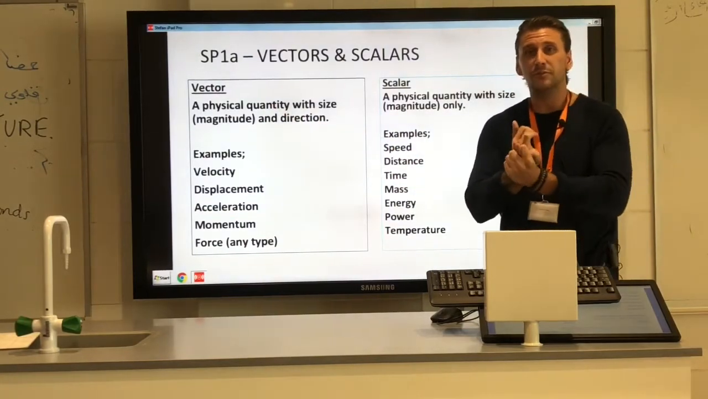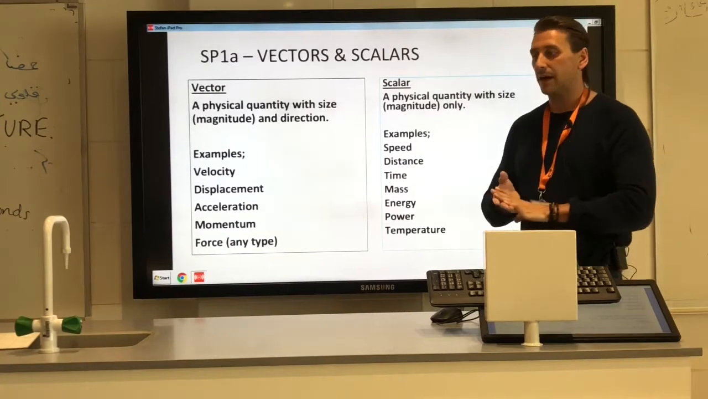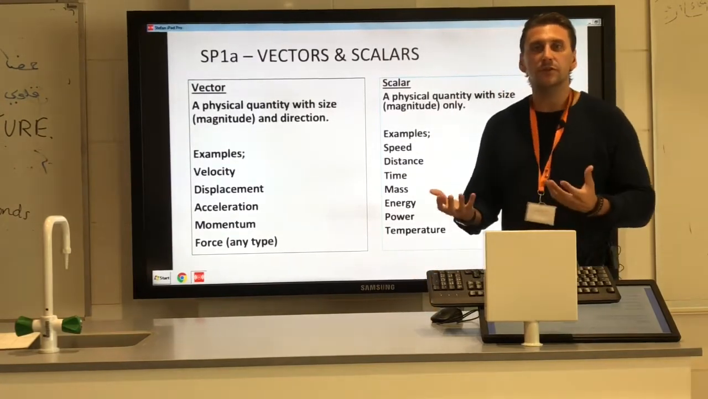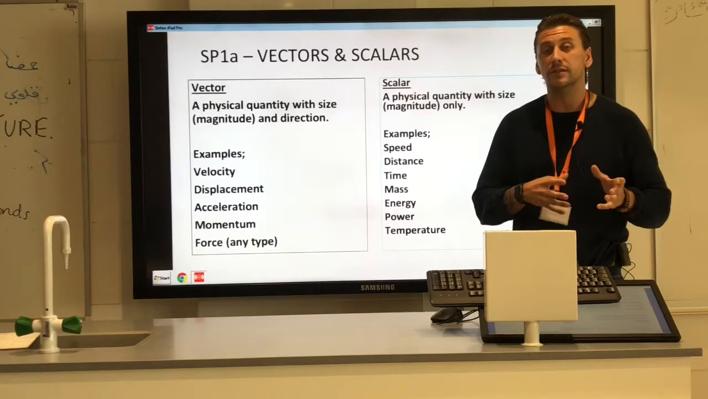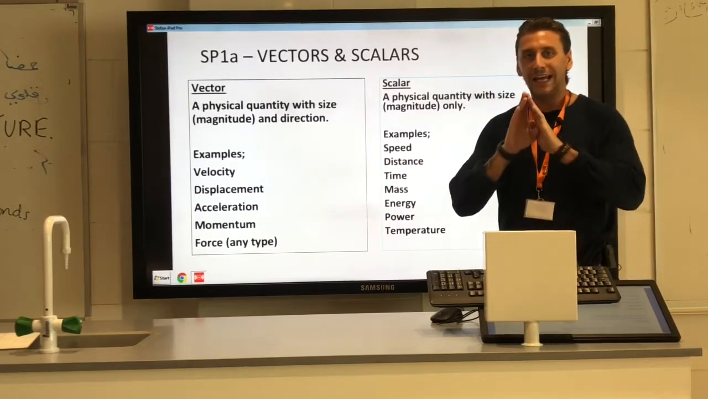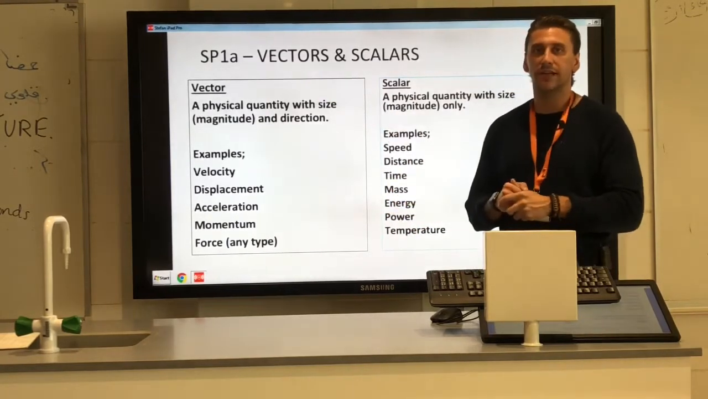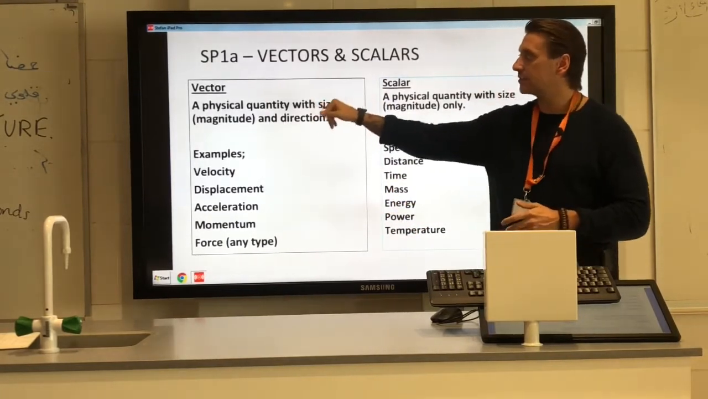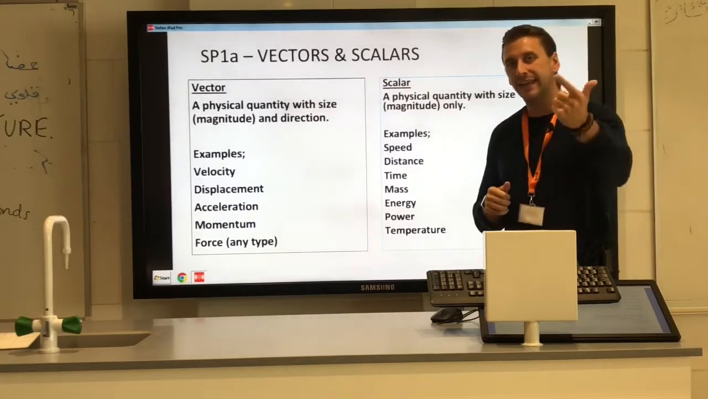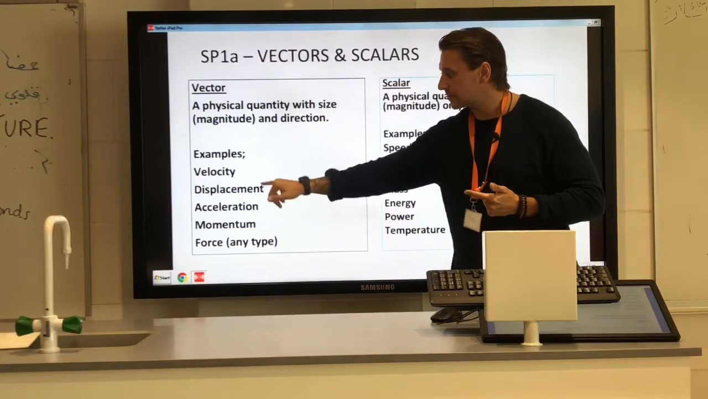Weight is a force, which is a vector, always acts down towards the center of the earth. You have contact force. Friction is a force, and again, it always opposes the motion, so it tries to resist the motion. So any force that you can think of has to have a direction associated with it, which means that it's also a vector. So vectors are any quantity that have a size and a direction: velocity, displacement, acceleration, momentum, force.